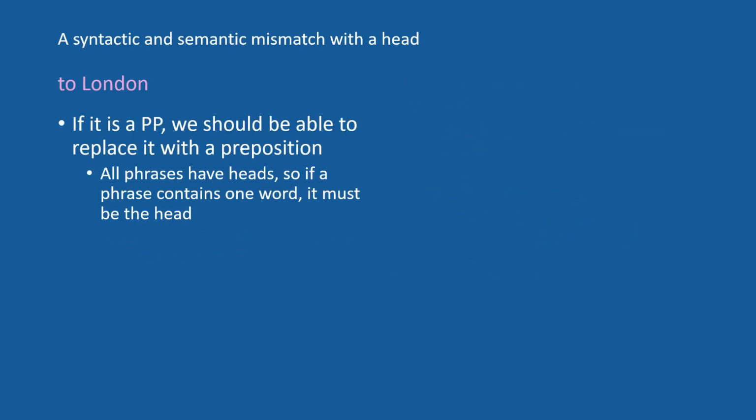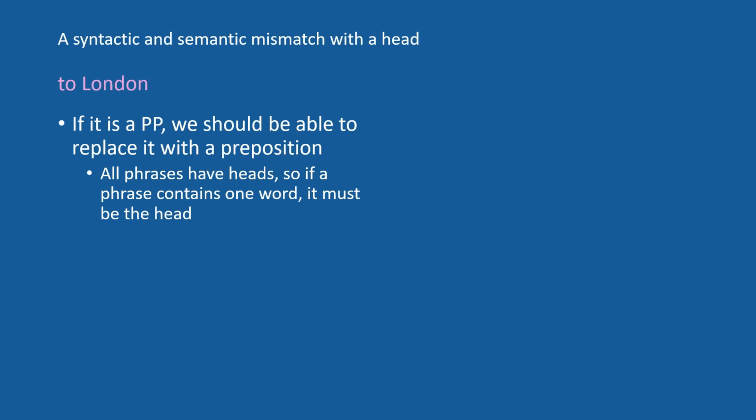Well, if it's a preposition phrase, we should be able to replace this whole phrase with a single preposition. Why is that? Well, because if we have a phrase that contains just a preposition, given that every phrase must have a head, that preposition must be the head, and therefore that phrase must be a preposition phrase. Okay, so if this to London is a preposition phrase, we should be able to replace it with other preposition phrases, specifically with one which only has a preposition in it.